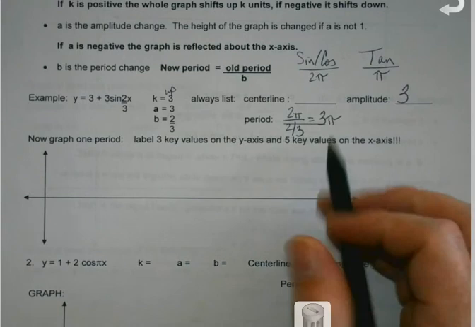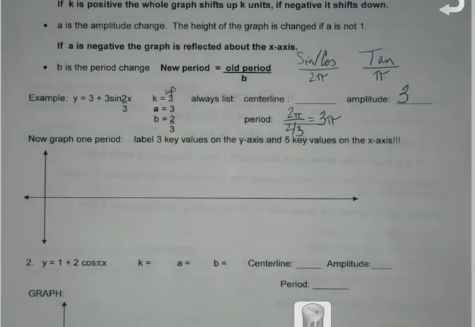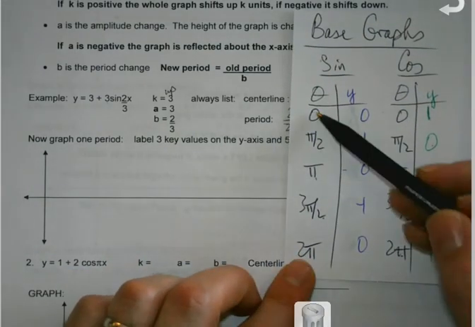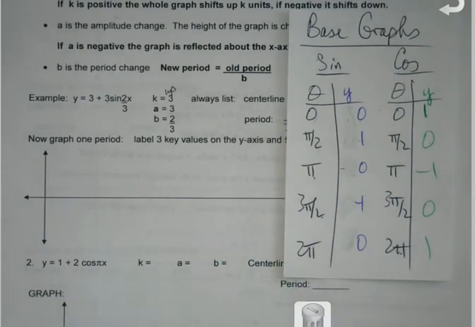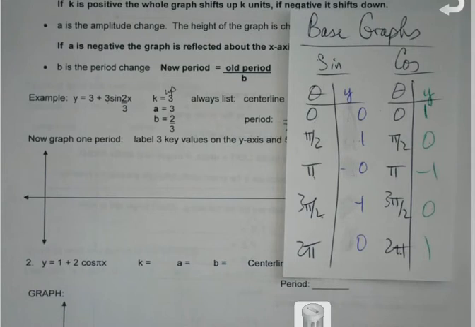Well, I know that my period's 3 pi. I also know, back from what we've been doing before, that my base sine graph works with these values. And again, these base graphs of sine and cosine are things you need to be comfortable enough with that you can just sit here and say, okay, what are the values for sine? 0, 0, pi over 2, 1, pi 0, 3 pi over 2, negative 1, I almost screwed up myself, 2 pi 0. So now that I know my period has changed, I'm going to divide all of these by 2/3, multiplied by 3 halves.